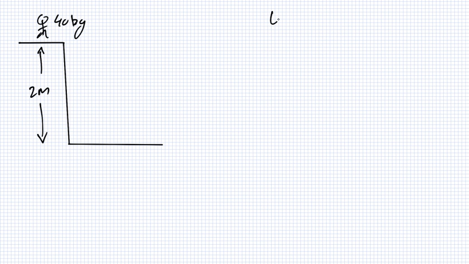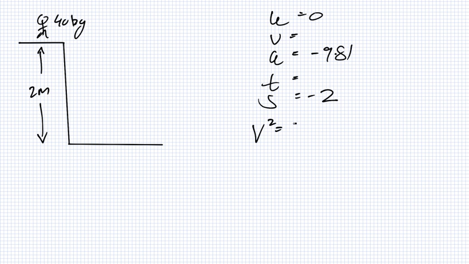Okay, so this here is 2 meters. Child is 40 kg. So this is a SUVAT. U is 0, V we don't know, A is minus 9.81, T we don't know, S is minus 2. And we're looking for the V, so V squared equals U squared plus 2AS.